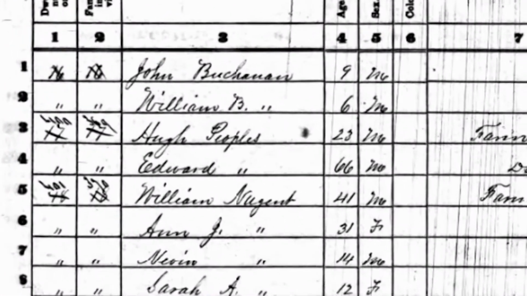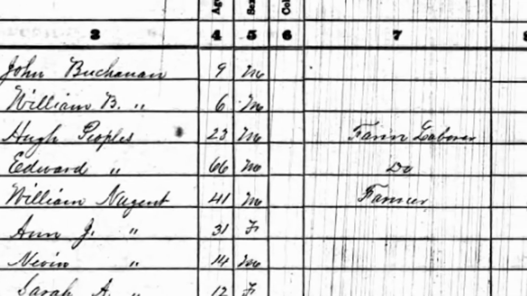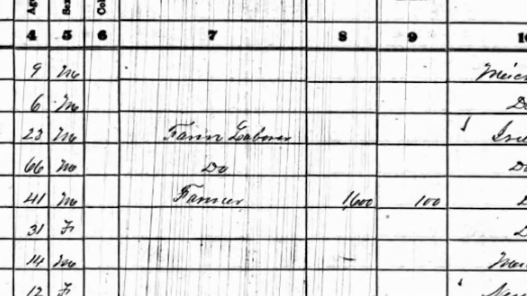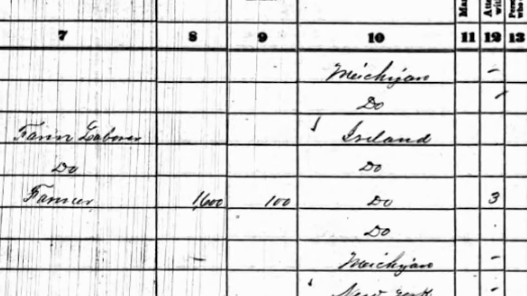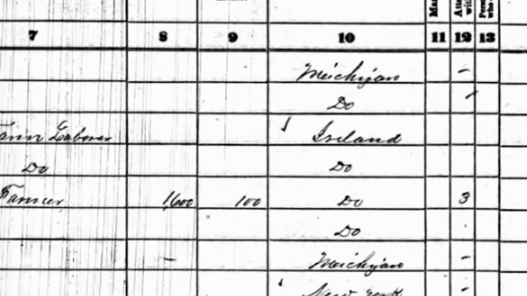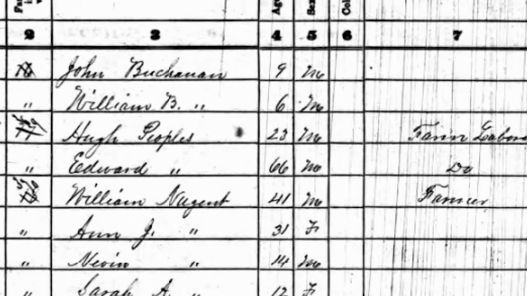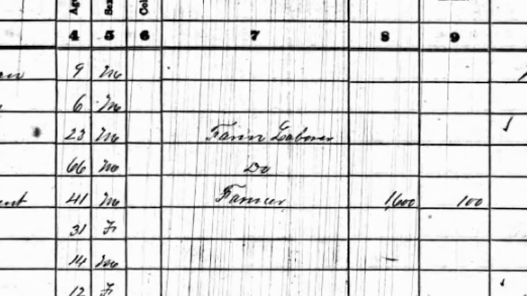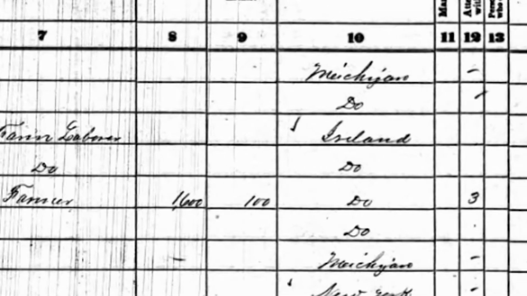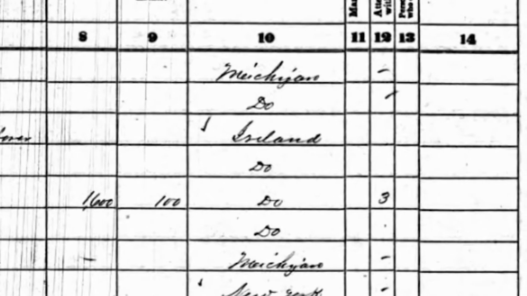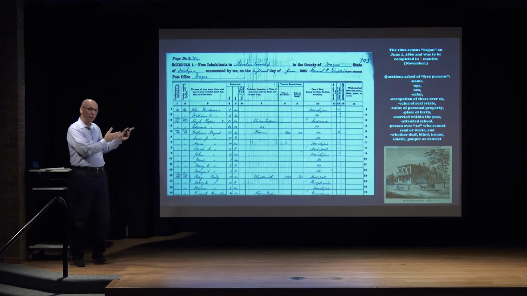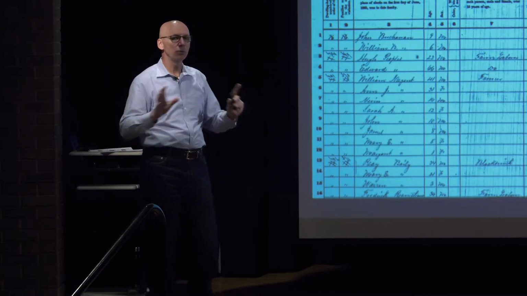Here we see Hugh Peoples, who is 23 years old, a white male, farm labor, came from Ireland. Pretty much straightforward information. But when we take a look at Edward Peoples, who is 66, also a farm laborer, and also from Ireland, the question posed to the researcher is this: is Edward the father, or is Edward the grandfather? The census record does not give us any clue whatsoever.